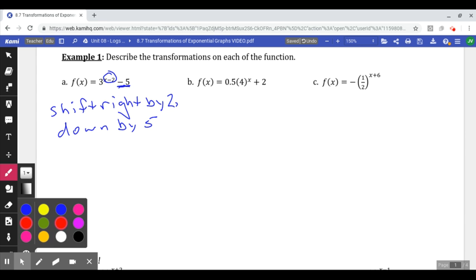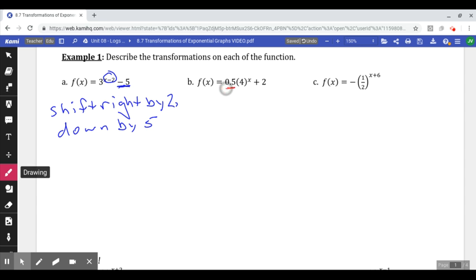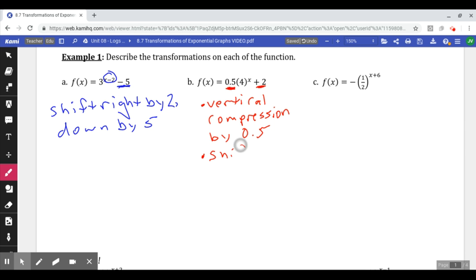Looking at part B, we've got a number out in front right here that's 0.5, and that number is being multiplied by 4 to the x power. So that's going to be a vertical compression. Some people also would say widen out. So this is a vertical compression by a factor of 0.5. And then the plus 2, that's being added to the entire expression. And so that's going to be a shift up 2. Notice that the plus 2 is not in the exponent position with the x.